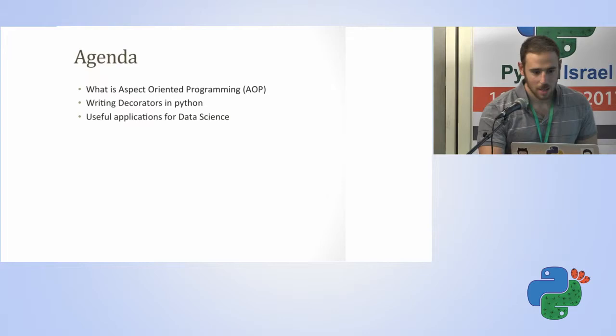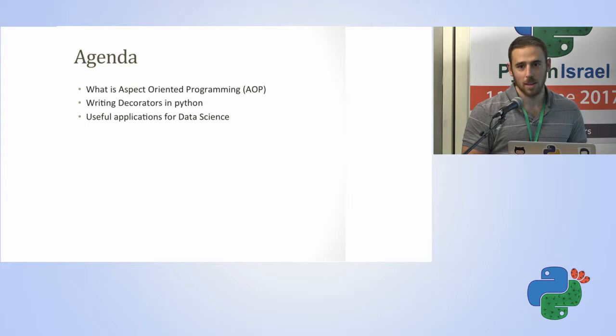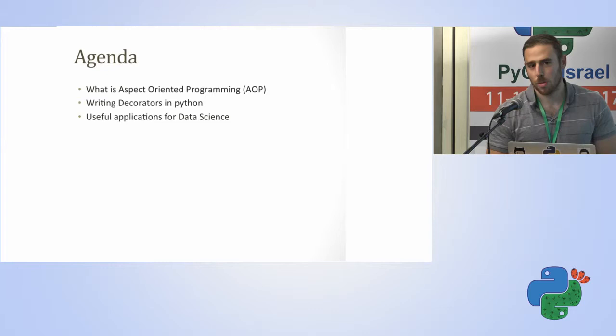Basically, what is aspect-oriented programming? How do we use it in decorators in Python? And then we'll rush through 5 cool applications. Hopefully, at least one of them will be useful for you.